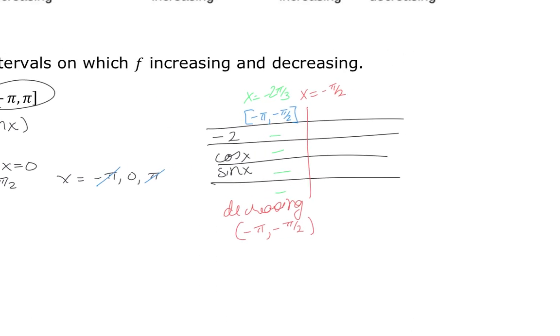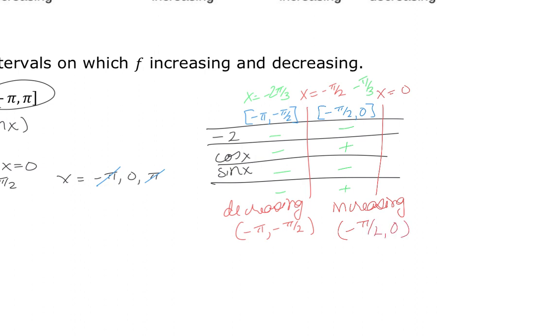My next interval is going to be from negative pi halves to 0, in other words, when x is equal to 0. I'm going to choose a value, negative pi thirds. The negative 2 is negative. Cosine of negative pi thirds is positive. Sine is negative, so this is positive. So this tells me I am increasing on the interval between negative pi halves and 0.